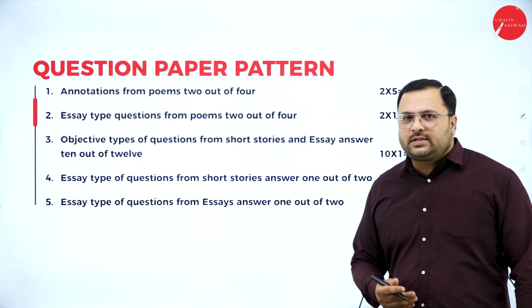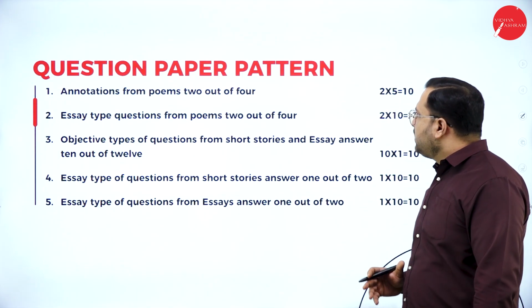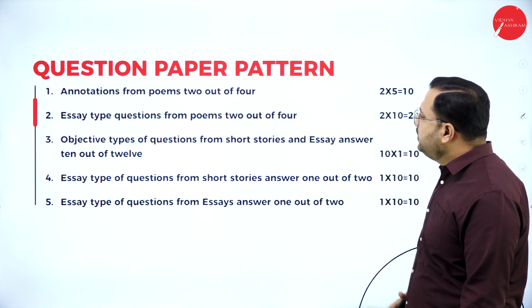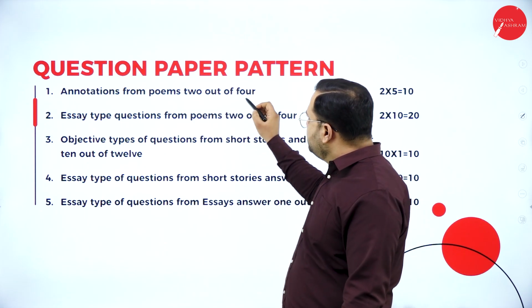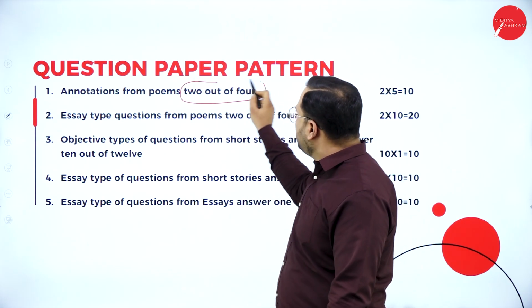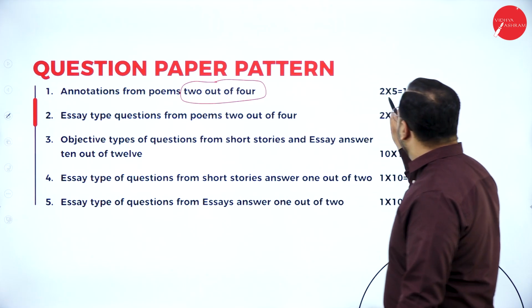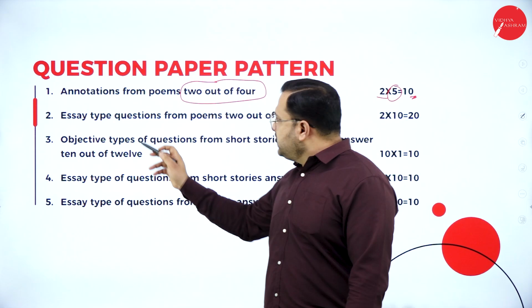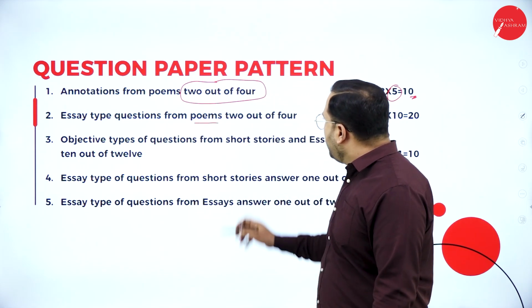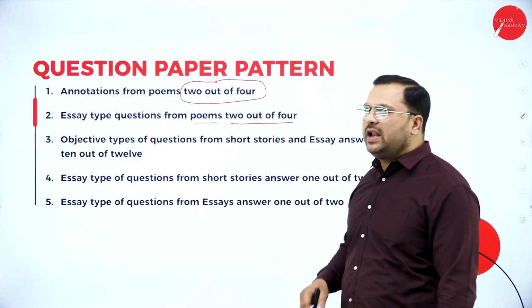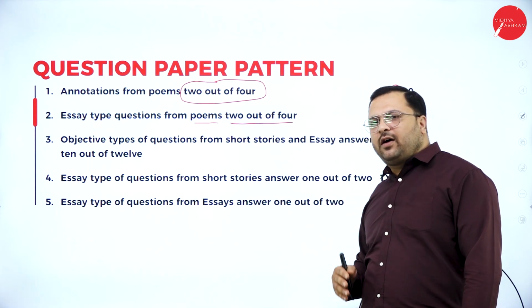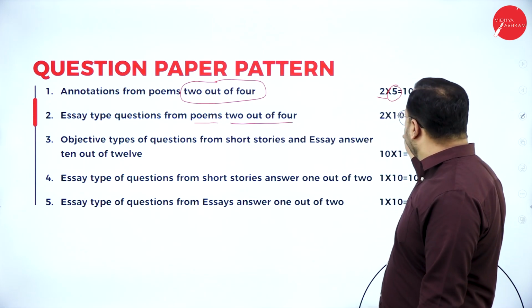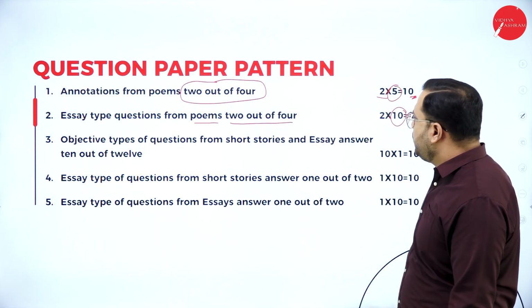Now let us look at the question paper pattern. The question paper pattern is set for 80 marks, and those 80 marks are divided into these groups. Annotations from poems. You have to answer 2 questions out of 4. And those 2 questions will carry 5 marks, which would give you 10 marks. Essay type questions from poetry, and you have to answer 2 questions out of 4. You will have choices. You will have 4 questions, you have to answer 2 out of them. So these 2 questions will carry 10 marks, and it comes to 20.